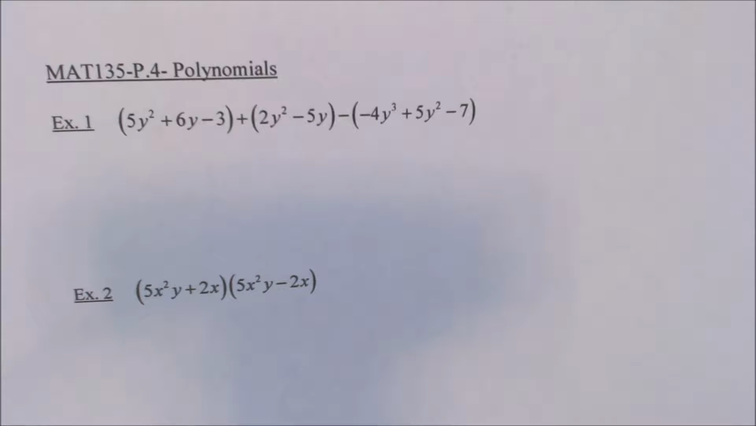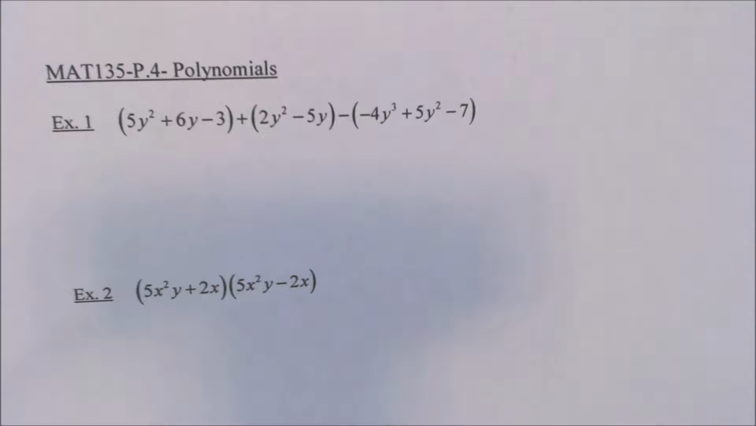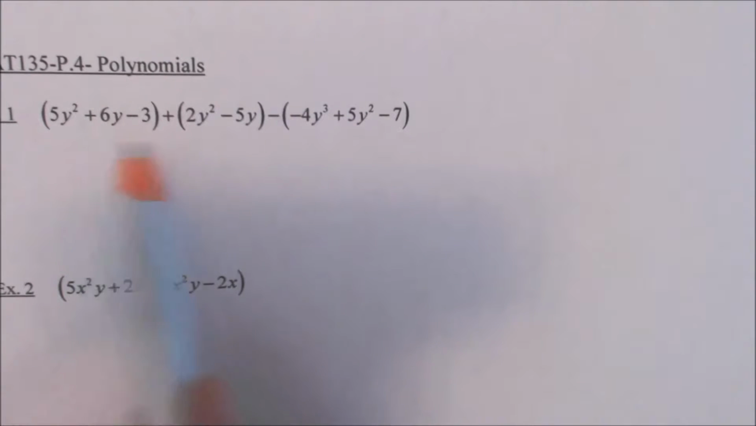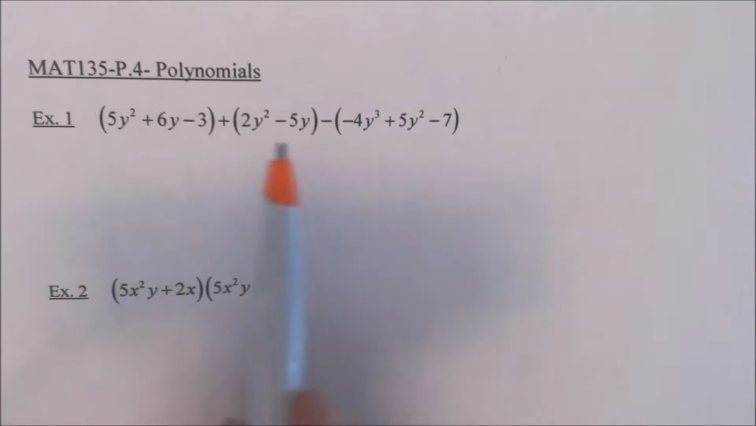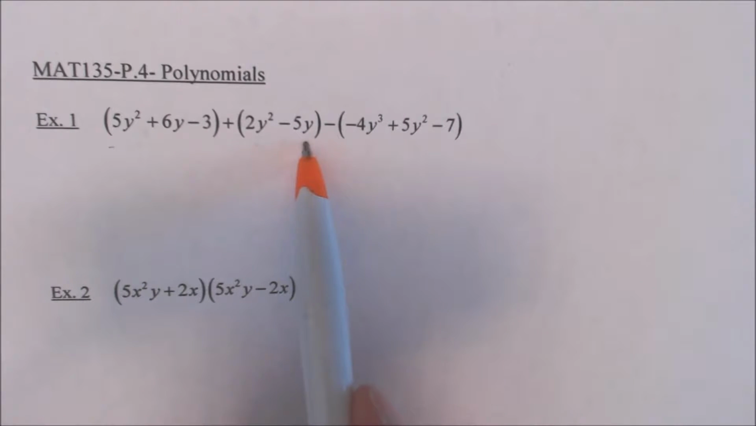5y squared plus 6y minus 3 plus 2y squared minus 5y minus, and then in parentheses, negative 4y cubed plus 5y squared minus 7, close parentheses. So there's no directions here, but what I think they want us to do is simplify or combine these terms. When we add them, the parentheses are just for grouping purposes. So in other words, it's this first polynomial plus the second polynomial.